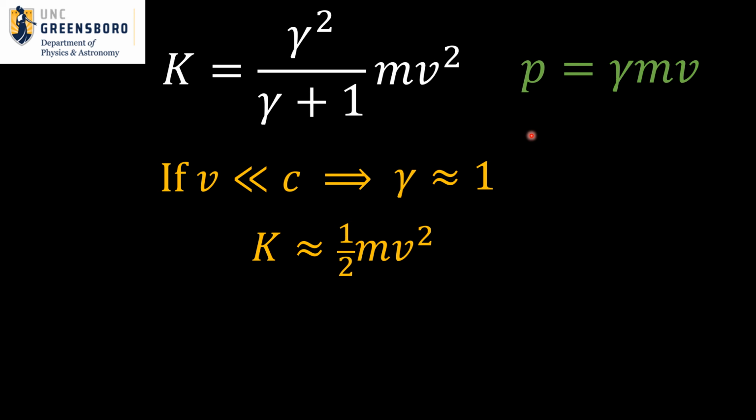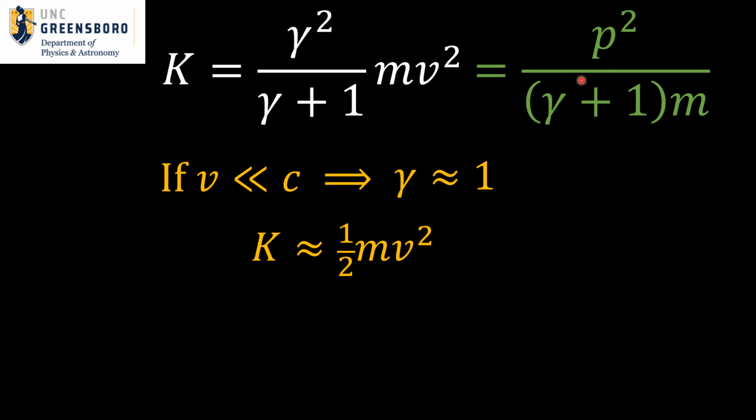Additionally, we can also look at the formula for relativistic momentum, p equals gamma mv. We can substitute that in here. And if you do that, you get p squared over the quantity gamma plus 1 times m. Well, if gamma is approximately equal to 1, then we're going to get 1 plus 1 down here. That's going to be 2. We're going to get p squared over 2m. And again, this is the classical form. It is quite common to express the classical kinetic energy as p squared over 2m. And so we can see where that comes from.